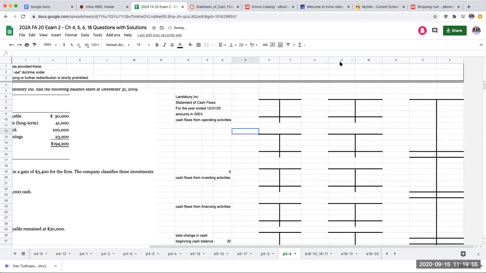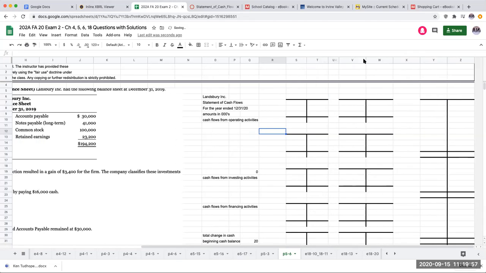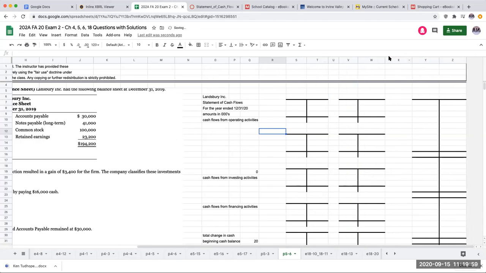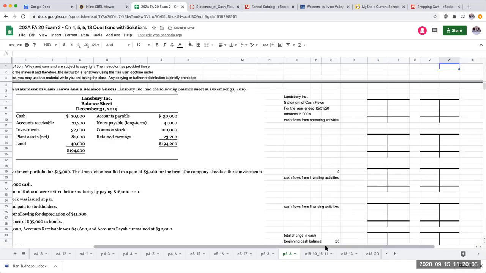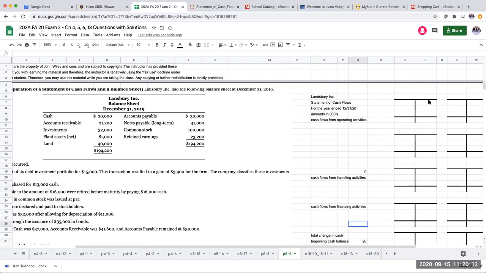So the first thing we're going to do in this type of question is we want to put in the beginning balances. We'll then go through and do the statement of cash flows, and then we will do the balance sheet. So let's go ahead, and we are given December 31st balances, which become the January 1st balances of the following year.